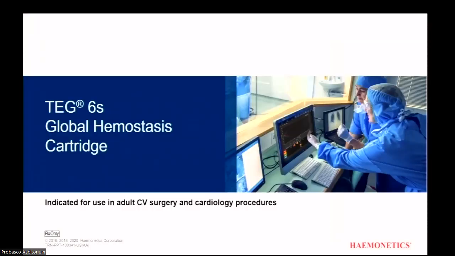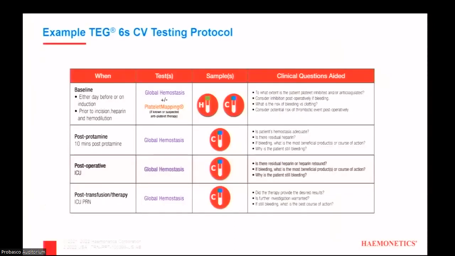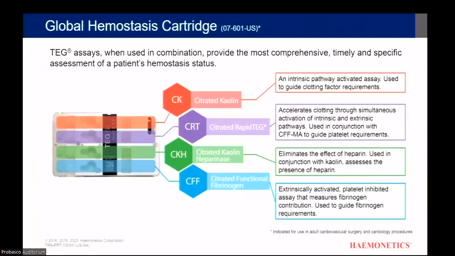Now we'll talk briefly about the global hemostasis cartridge. This is primarily for the cardiac patients, but I wanted to mention it because the whole system is new to you all, and you will also likely see this in your Epic ordering screen. So, the CV testing protocol, with those baseline samples as well as global hemostasis throughout, for patients being treated with heparin, to answer important questions about their hemostatic profile. This is a cartridge of 4 tests with the saturated kaolin, rapid TEG, and functional fibrinogen. We also have the saturated kaolin with heparinase, or heparin reverse sample, and we compare the R times for the CK and CKH to discern a heparin effect.